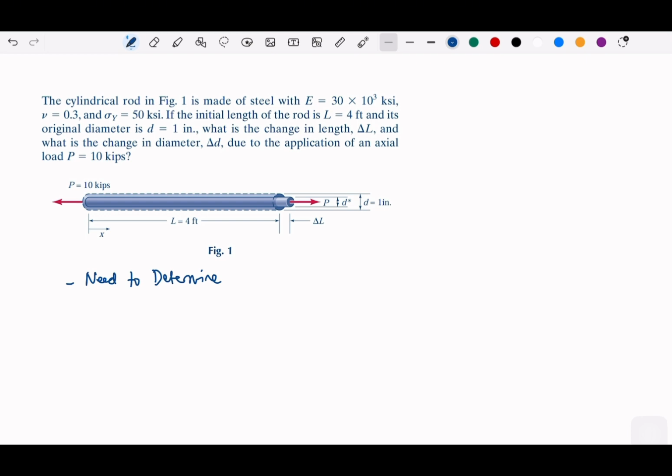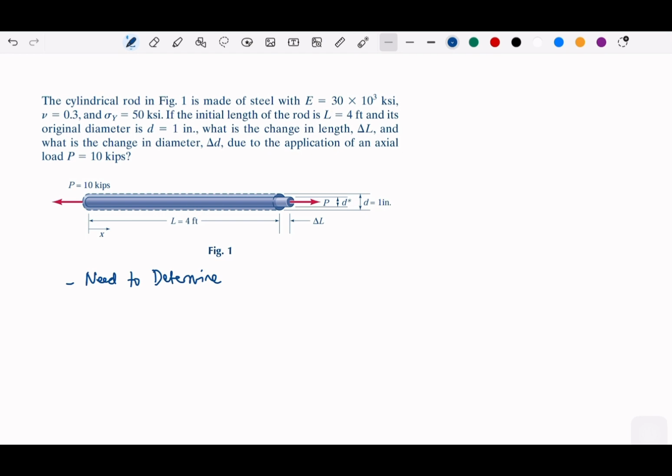Okay, now we see the delta L here, and we see the difference in the delta D, okay? But how do we know if the material is going to be, if we can use Hooke's law or not? It doesn't mention if we can or not. So we need to make sure and prove whether Hooke's law is applicable or not. How do we make sure? We are going to see, because it has a sigma yield, 50 KSI.